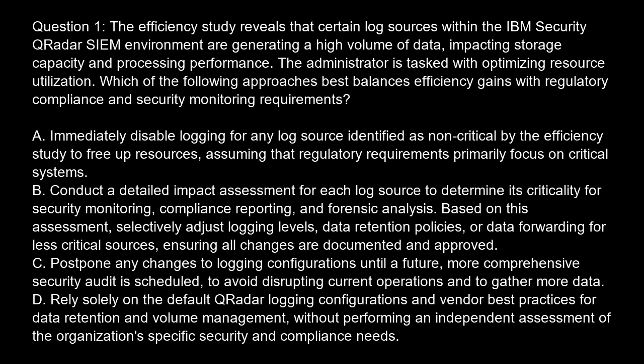Option A. Immediately disable logging for any log source identified as non-critical by the efficiency study to free up resources, assuming that regulatory requirements primarily focus on critical systems. Option B. Conduct a detailed impact assessment for each log source to determine its criticality for security monitoring, compliance reporting, and forensic analysis. Based on this assessment, selectively adjust logging levels, data retention policies, or data forwarding for less critical sources, ensuring all changes are documented and approved.